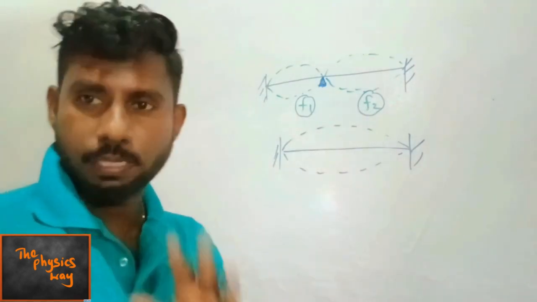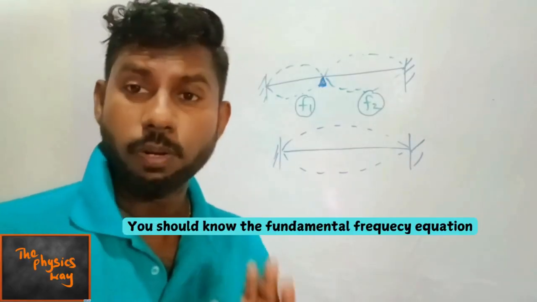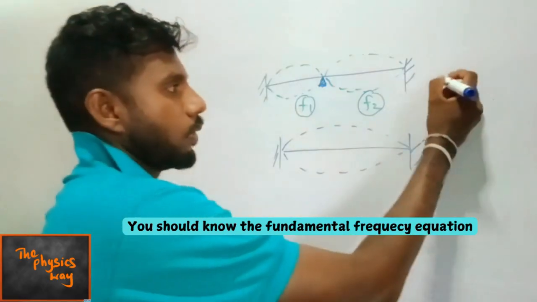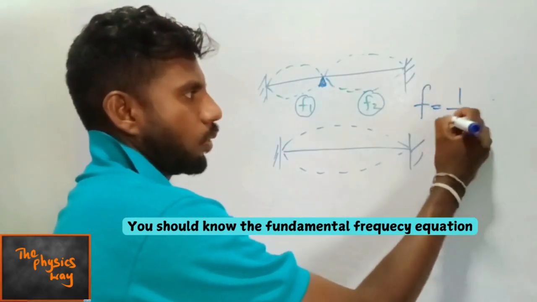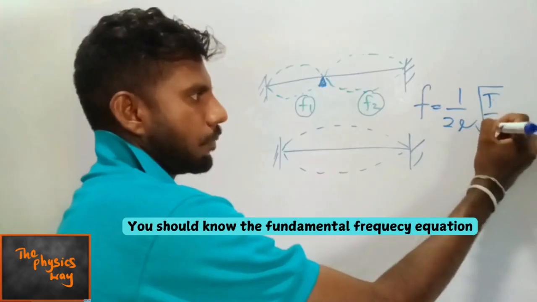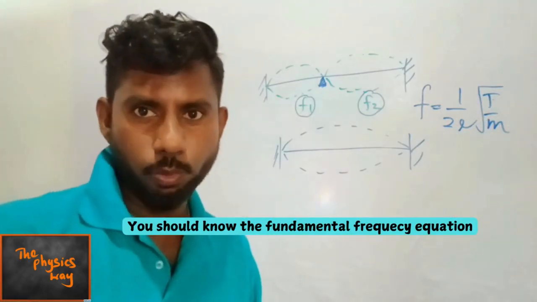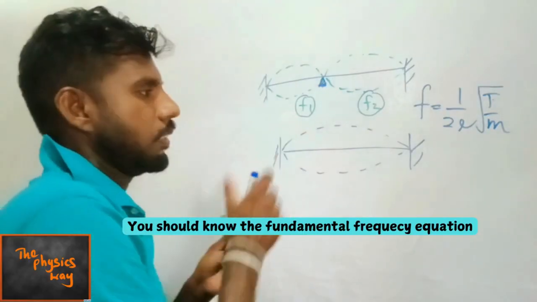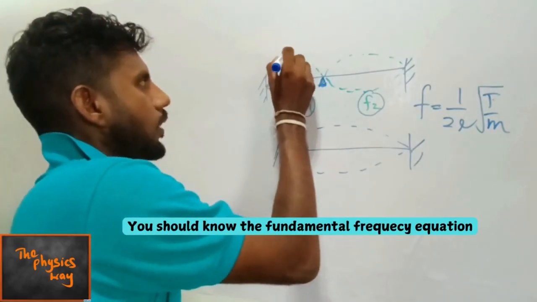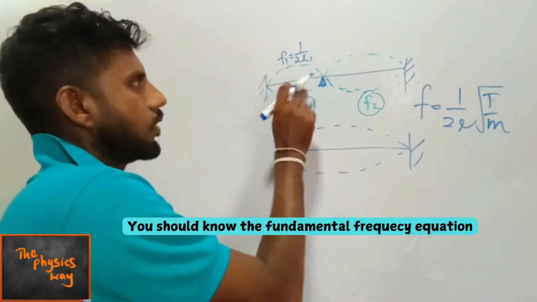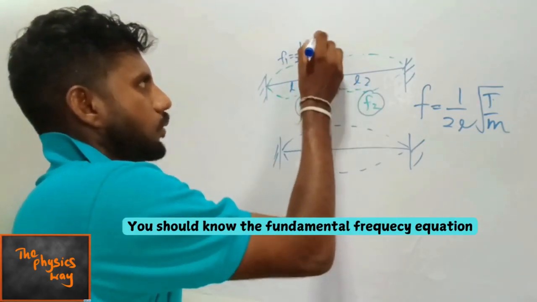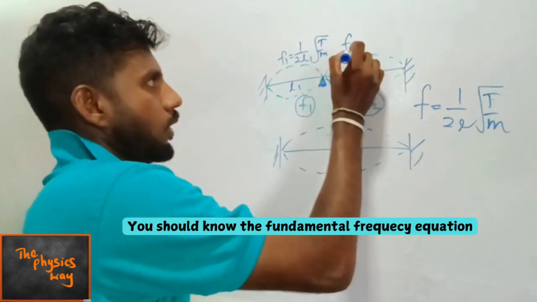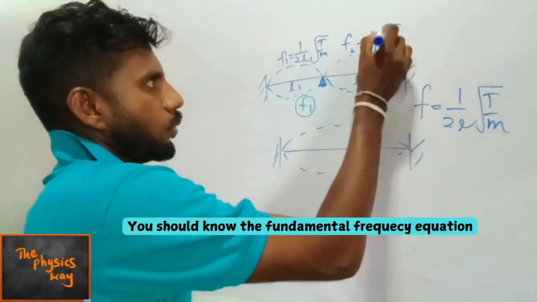For this you should know the equation of fundamental frequency. What is the equation for fundamental frequency? The fundamental frequency equation is F equals 1 over 2L root T over M. You should know this thing. I'm not going to prove it here. So if we write the fundamental frequency equation for this one, F1 equals 1 over 2L1, the length L1 of this part, L2 this part, root T over M. And of course again F2 equals 1 over 2L2 root T over M.